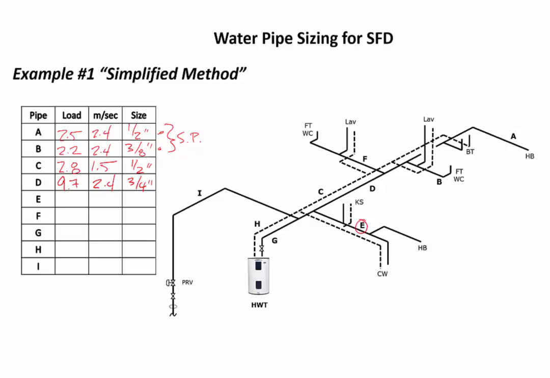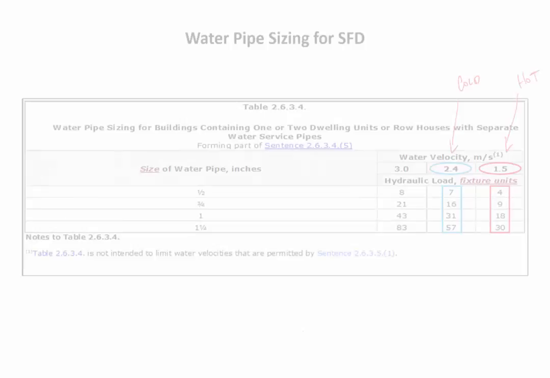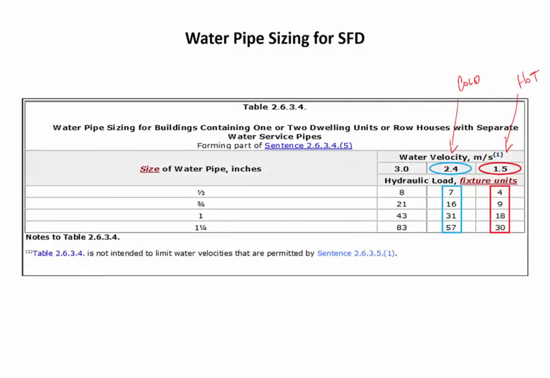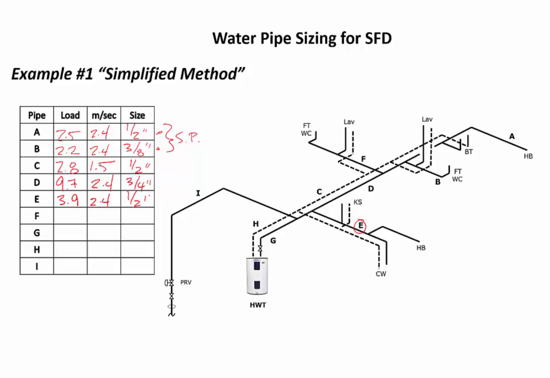Okay, let's take a look at E. E supplies these 2 fixtures downstream of that point. Hose bib, we said, was 2.5 fixed units. Clothes washer, 1.4. So for E, we get a total of 3.9. E is the cold line, so that's 2.4 meters per second. Looking under the 2.4 meter per second column, table 2634, not exceeding 7 fixed units, we can use 1/2 inch. So 1/2 inch for pipe E.